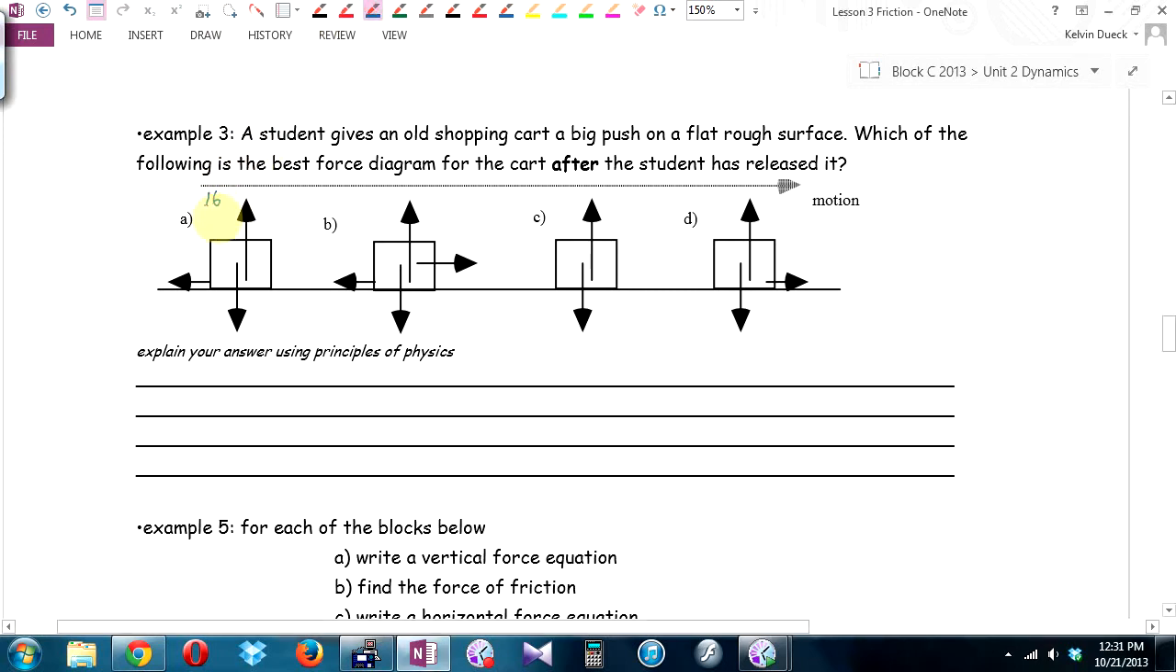Who says B? 1, 2. Who says C? Was that a vote? No, she was just doing her hair. Okay. Who says D?